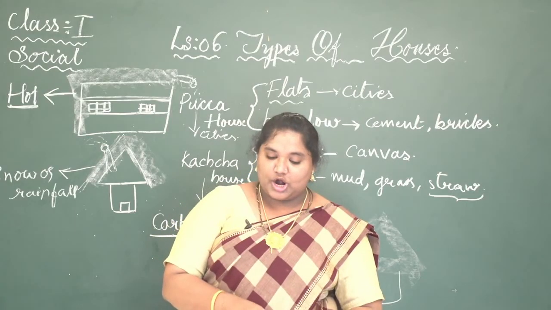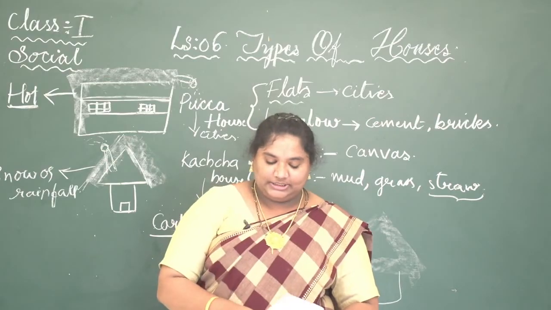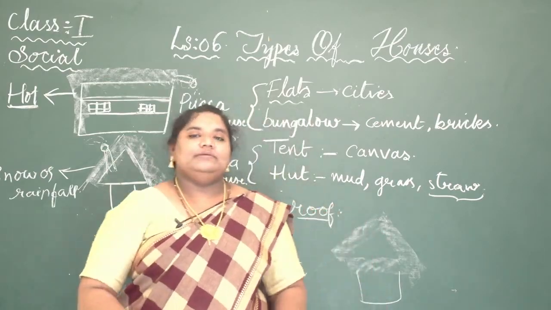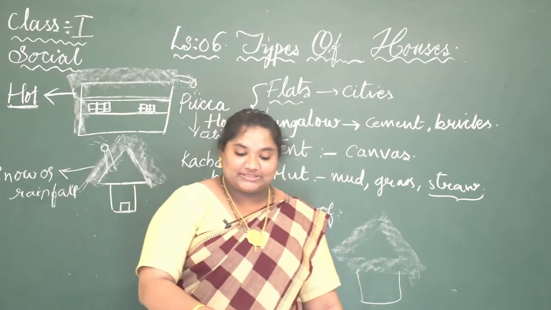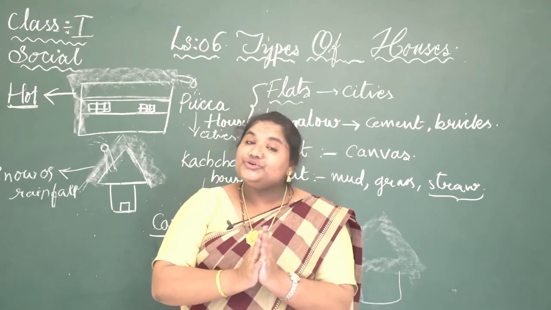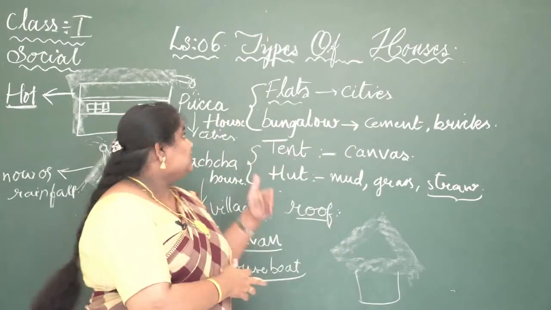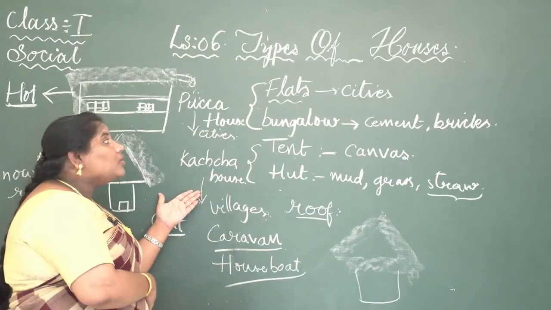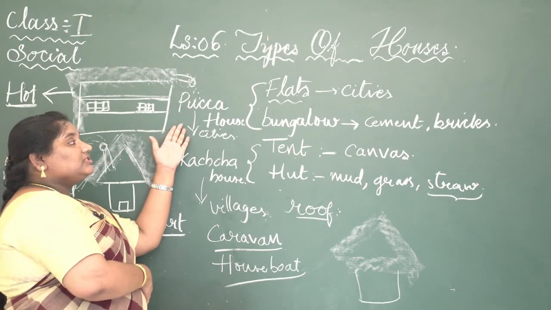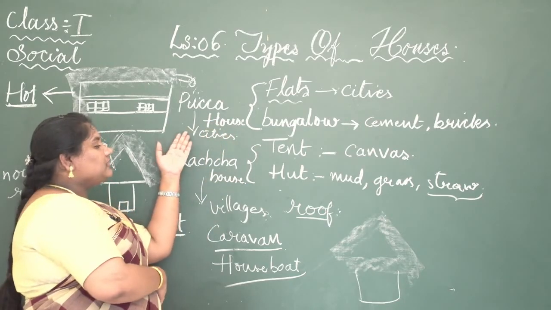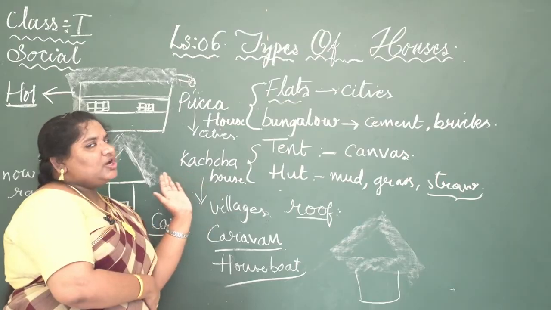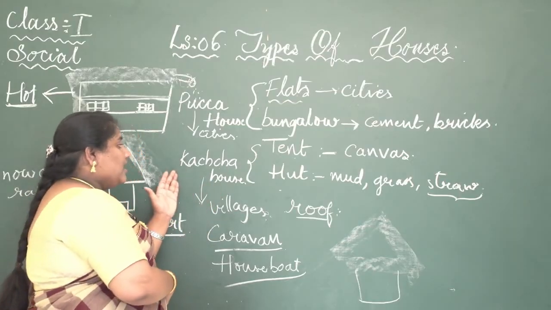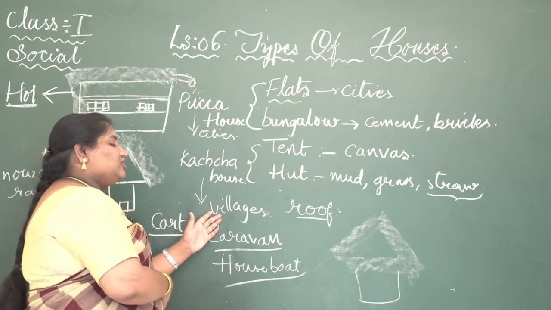So this is what you have all learned today about the types of houses. Hope you have enjoyed my class today. Hope you have learned new things about the kacha house and the pakka house. Pakka houses are flats and bungalows, which you see in cities. Kacha houses are tents and huts, which are not that strong and which you see in villages.